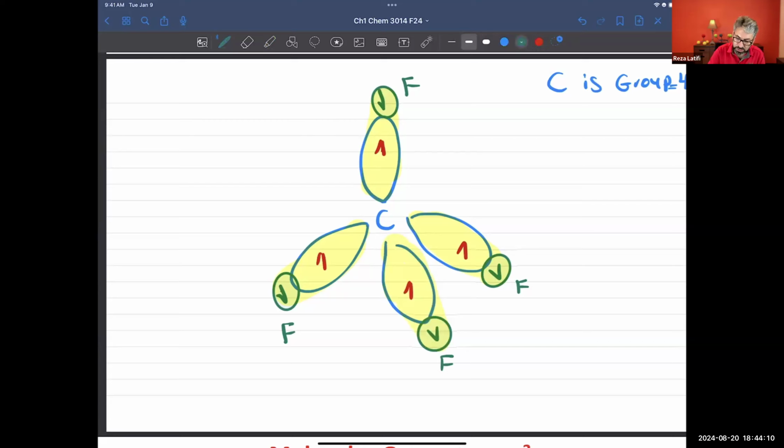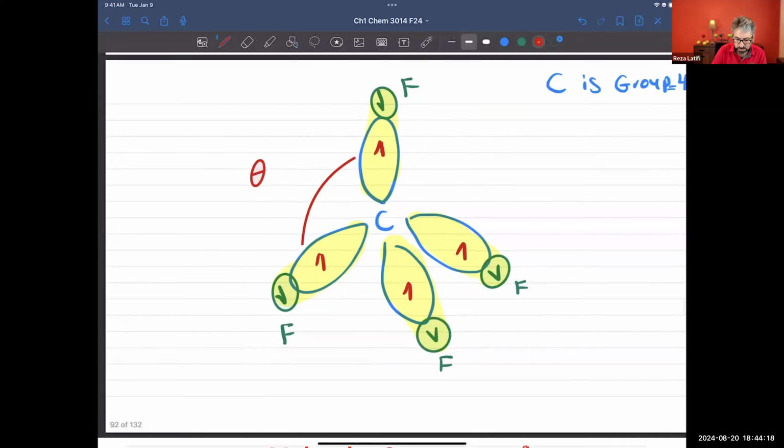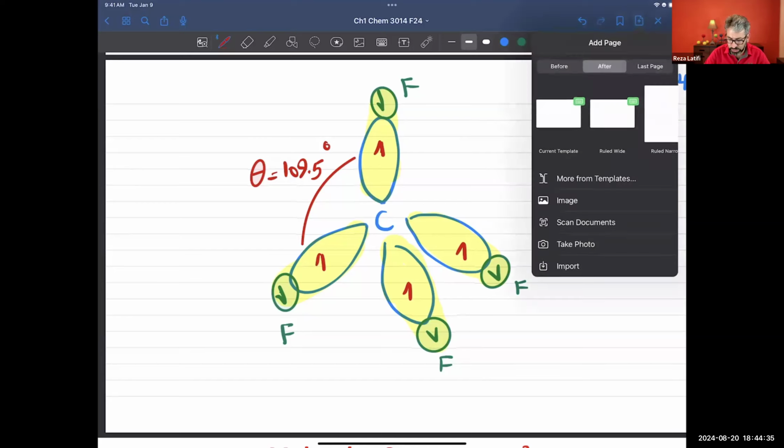Okay, now what's the bond angle between them? The bond angle between them is 109. So theta is going to be equal to 109.5 degrees. Okay. So after this, I'm gonna introduce a lone pair and see what's gonna be the effect of the lone pair on the system. Okay, so let's go with this.